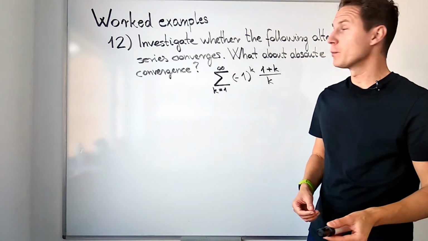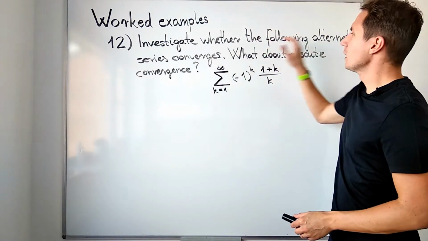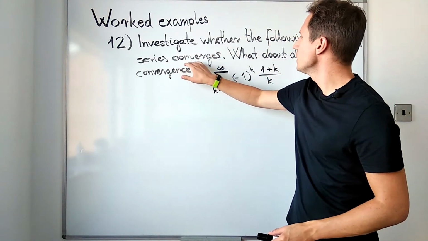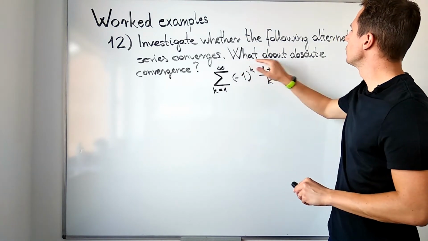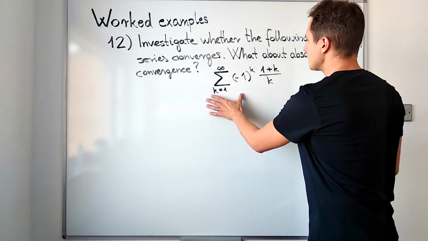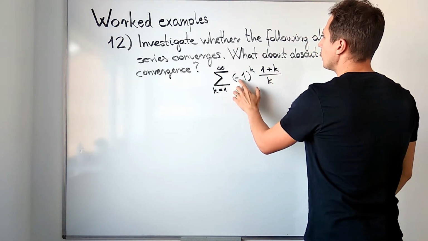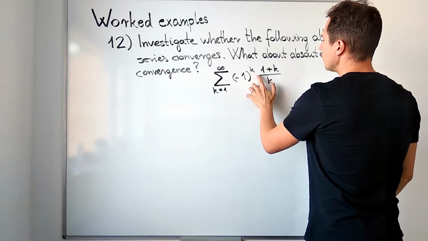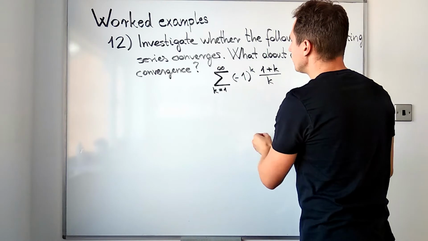Let's solve the following problem, which asks us to investigate whether the following alternating series converges. And once we have decided about that, we should also say something about absolute convergence. So the alternating series that we have to consider here is the sum of (-1)^k multiplied by (1 + k)/k, with k going from 1 to infinity.